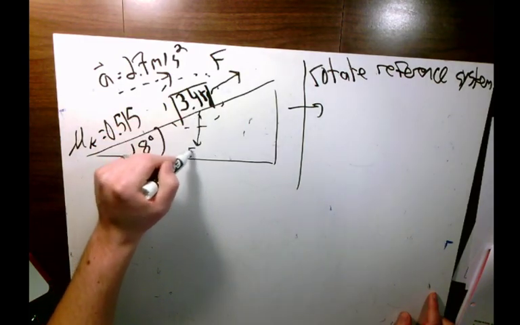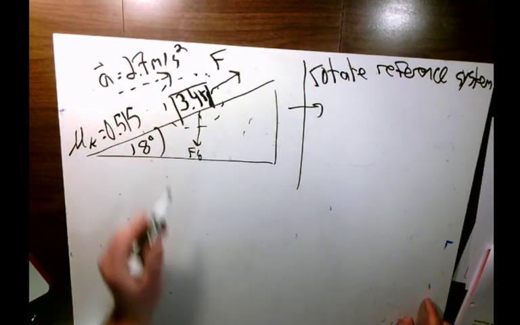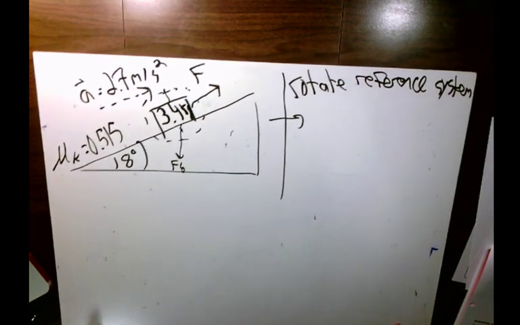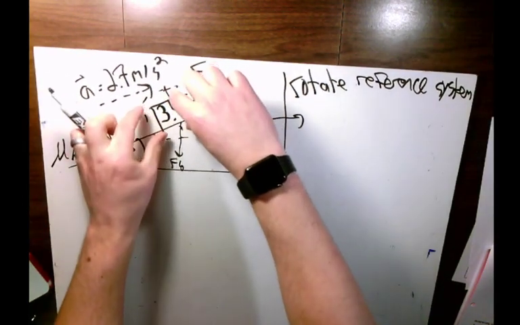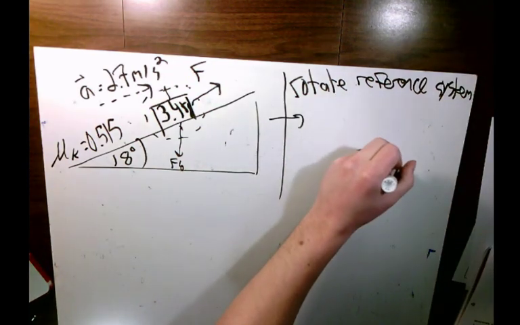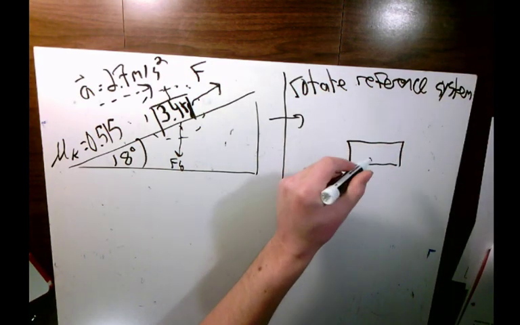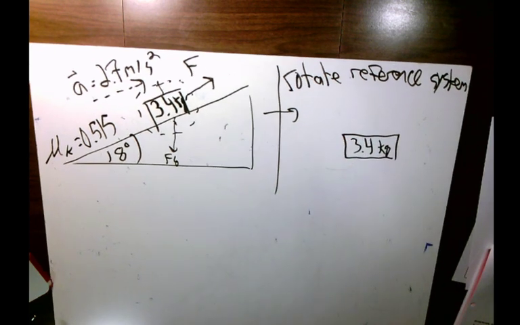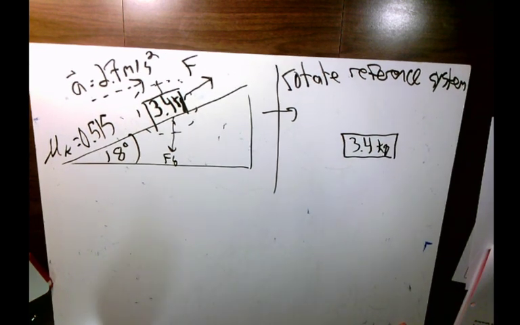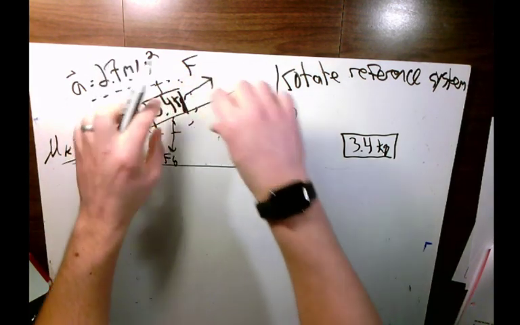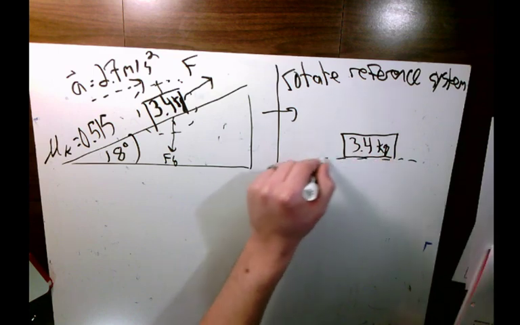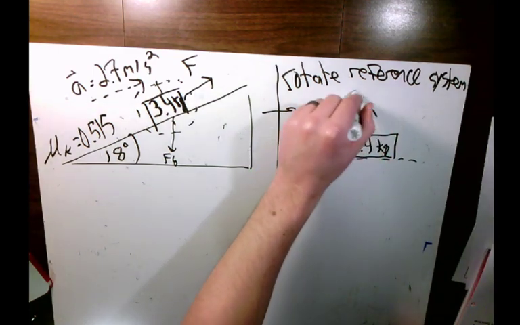straight down. We have to break it into its components. We have a normal force, right? So I'm going to rotate the reference system so that this box is now parallel with the surface. Hopefully this doesn't confuse you too much, but I've rotated this guy 18 degrees. Now I am parallel with the surface, so my normal force.